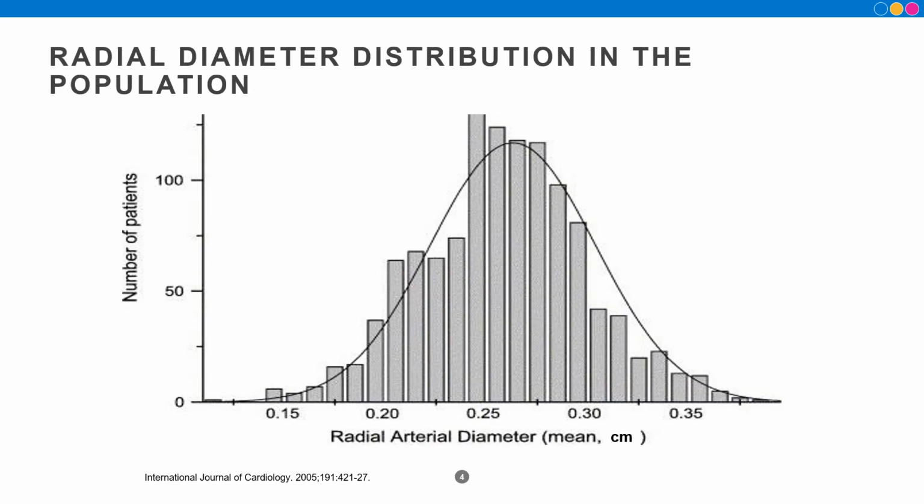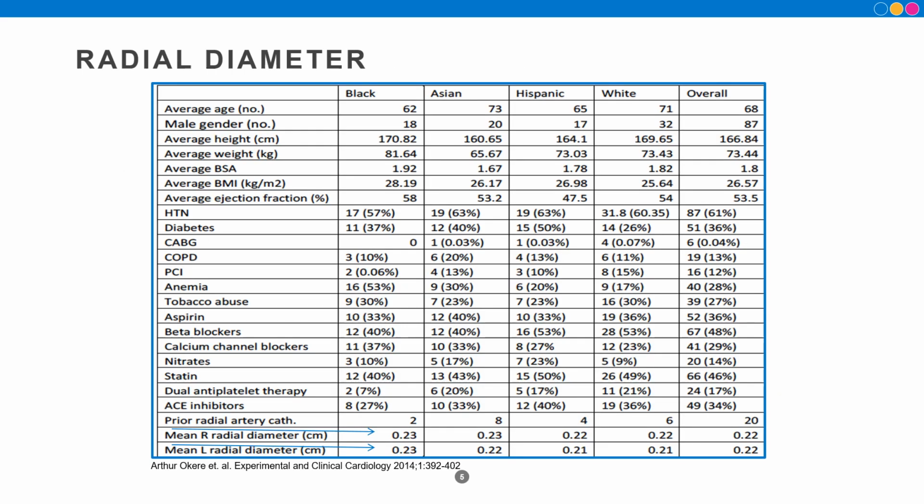If you look at the population distribution of the radial artery diameter, depending on which study you are looking at, the studies routinely report the mean diameter of the radial artery. You can see that the distribution of the radial artery diameter amongst the population is a bell-shaped curve. At least 50% of the patients have a radial artery smaller than the mean diameter reported in the particular paper. You can see here in this paper, the mean diameter of the radial artery is reported between 2.3 and 2.1 millimeters in male and female Black, Asian, Hispanic, and white patient populations.